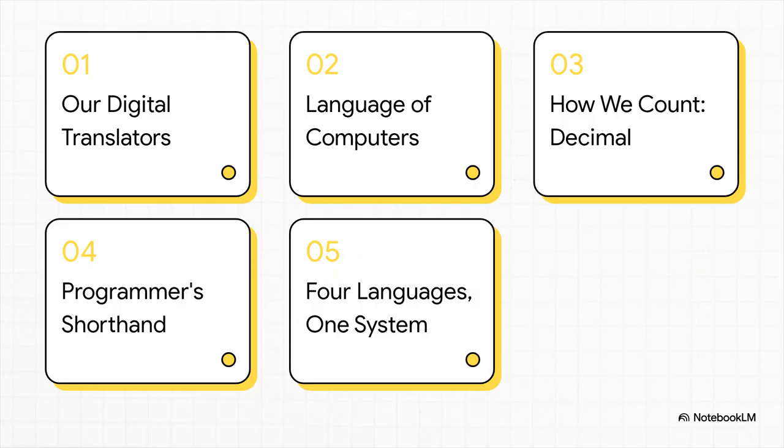So here's how we'll break it down. We'll start with why we even need a translator between us and our machines. Then we'll dive right into binary, the computer's native tongue, and see how it stacks up against the way we count, the decimal system. After that, we'll check out a couple of handy shortcuts for programmers, and then we'll put it all together to see how these 4 different languages are actually just one big, beautiful system.